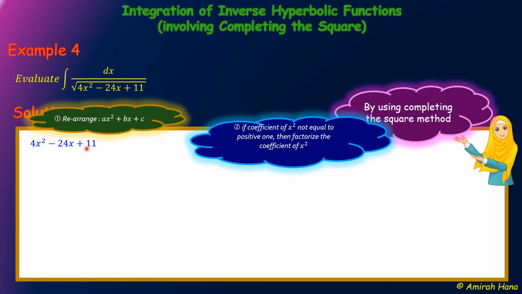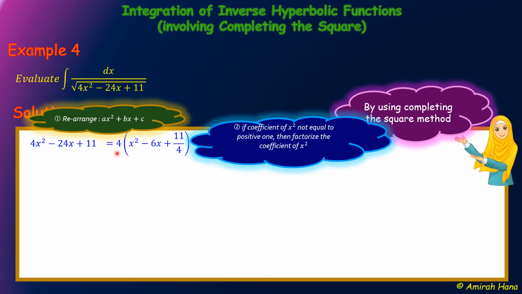After that, we can jump to example 2. If the coefficient of x squared does not equal positive 1, then we need to factorize the coefficient of x squared. Now we have coefficient of x squared equals 4, which is not equal to positive 1. So what should we do? We need to factorize 4 because 4 is the coefficient of x squared. After we factorize 4, we can write 4 and then bracket x squared minus 6x plus 11 over 4. Why is this expression in the bracket?